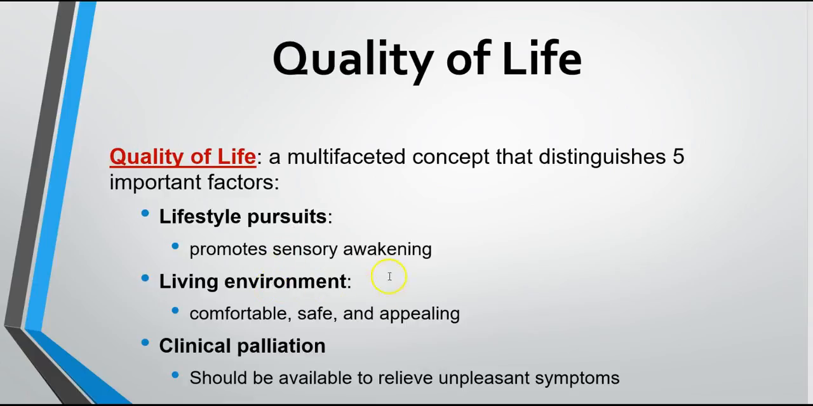There's also living environment. The living environment must be comfortable, safe, and appealing to the senses. Cleanliness, decor, furnishing, and other aesthetic features are important. Then clinical palliation. It should be available for relief from unpleasant symptoms such as pain or nausea, for instance, or when a patient is undergoing chemotherapy. So the idea is that it's there to relieve unpleasant symptoms.